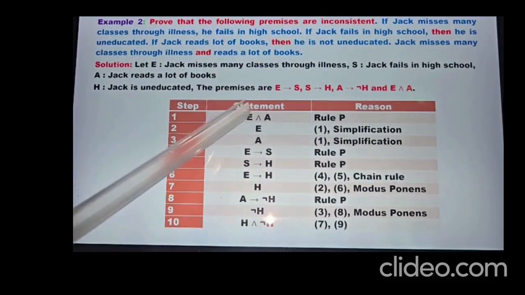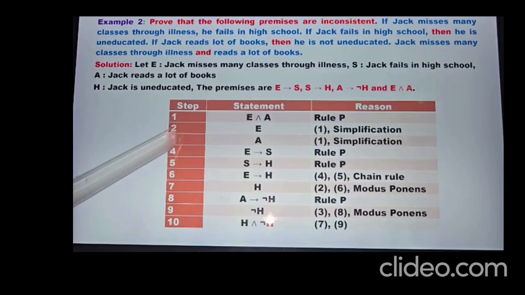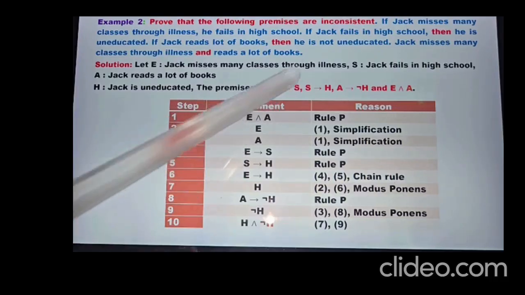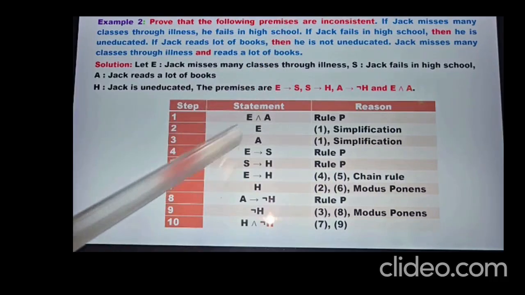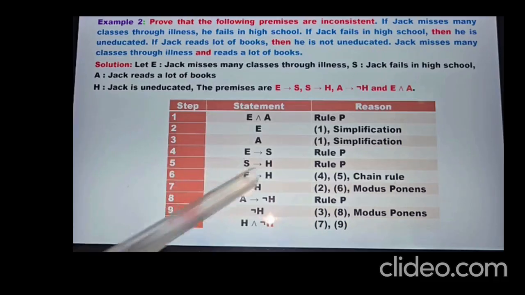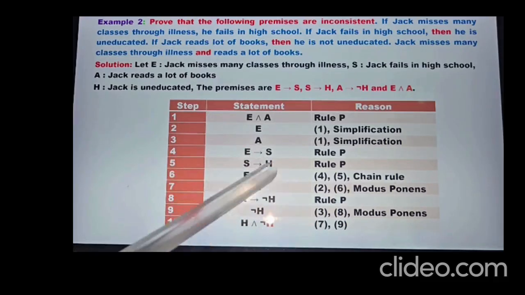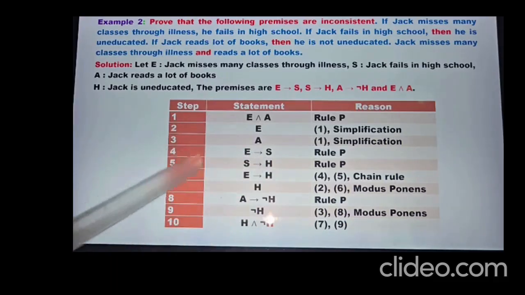This means E is true as well as A is true. This is given in step number 2 and step number 4. E to S is a given premise and S to H is a given premise. I apply the chain rule, then I get the answer as E to H in step number 6.